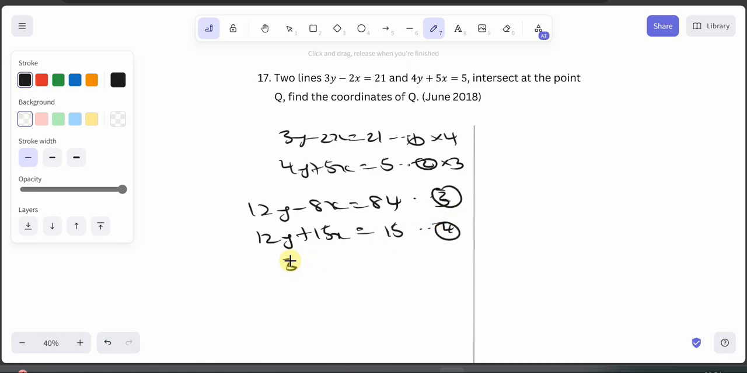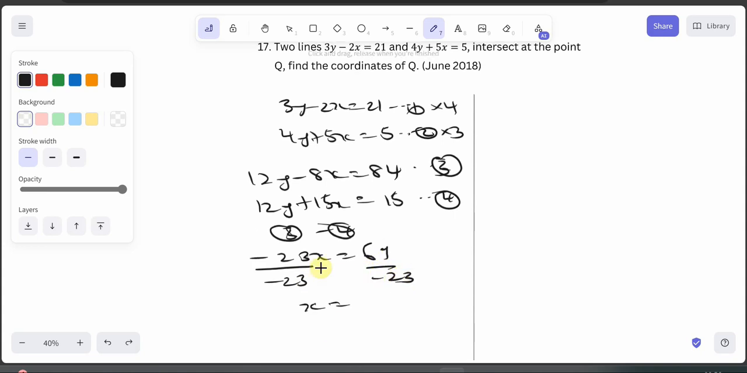So equation 3 minus equation 4. 12y minus 12y is 0. Minus 8x minus 15x, that will give me minus 23x is equal to 84 minus 15. This will give me 69. So if I divide both sides by minus 23 to make the x stand alone, this will cancel this. Our x will be equal to minus 3.